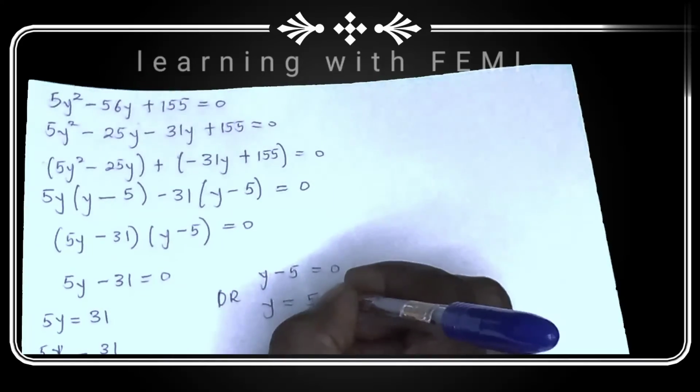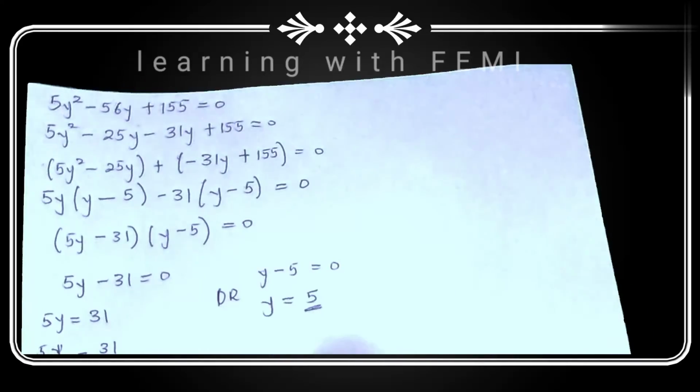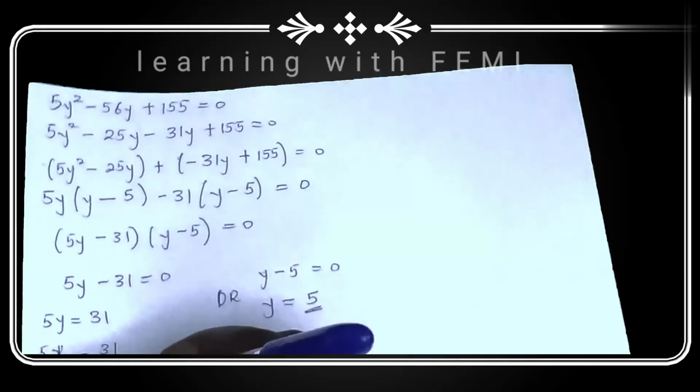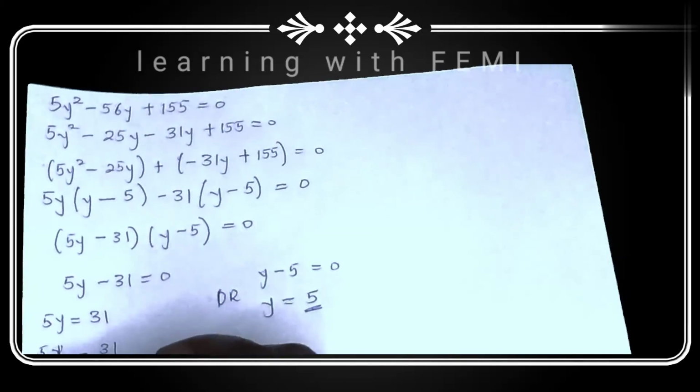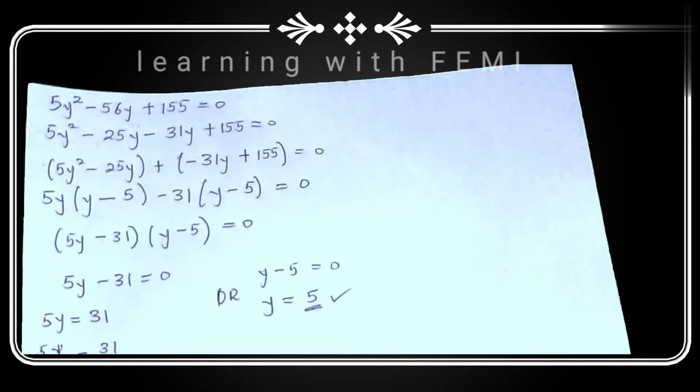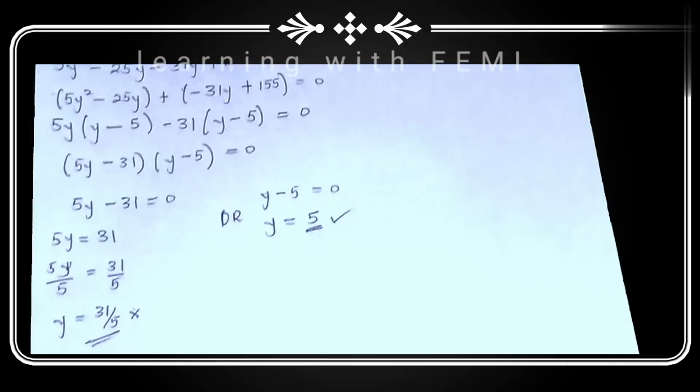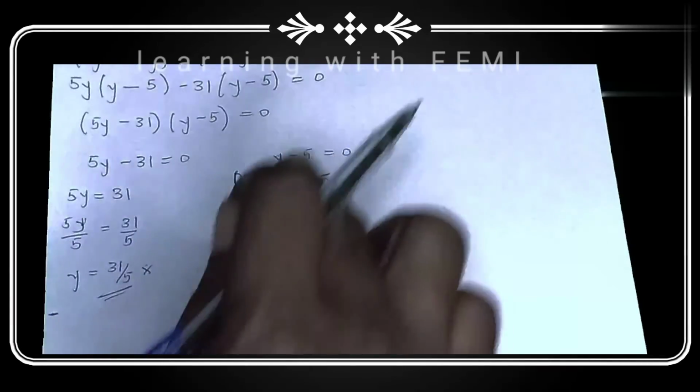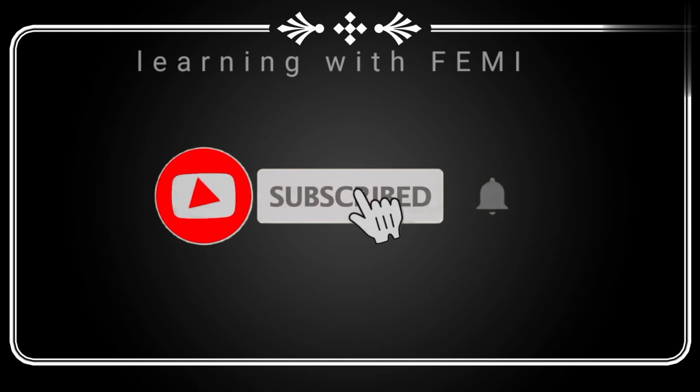Now, since we have a positive whole number here, we are going to use it, because of the level of mathematics that we are doing right now, for the purpose of getting the value of y. We are discarding this one and accepting this one. So the value of y is equal to 5, while we have discarded y equals 31 over 5 for the sake of the level of mathematics we are in now.